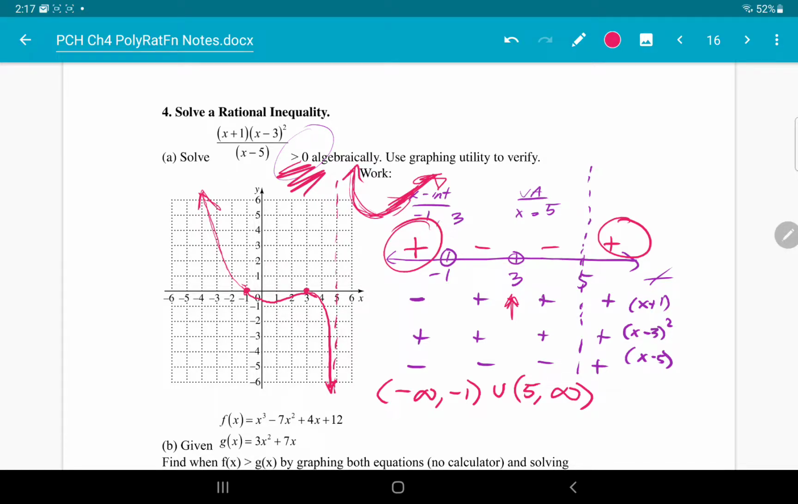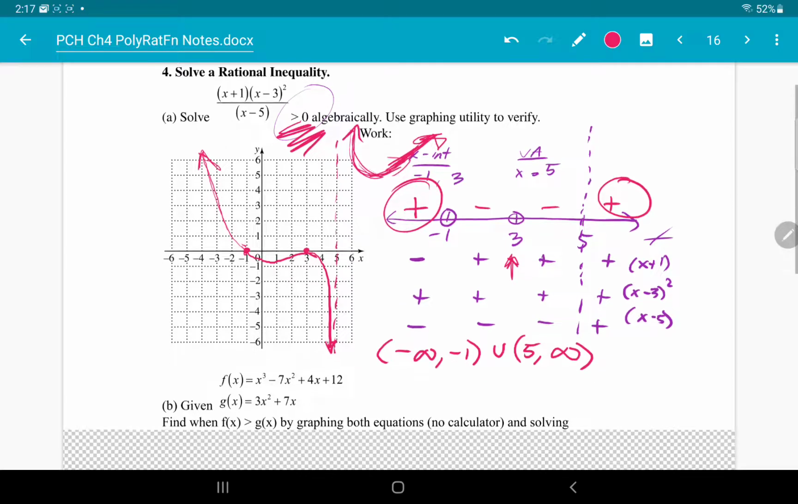Use a graphing utility to verify. You could do that on your own. Feel free to just plug that in and examine your graph. All right, let's go on to the next one.